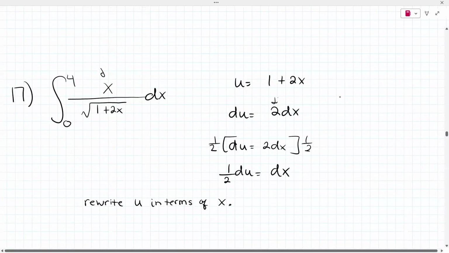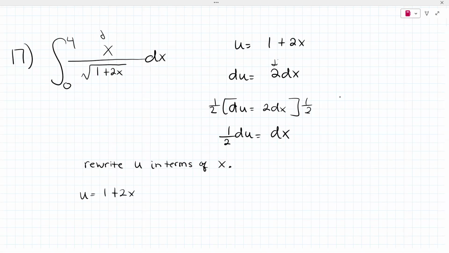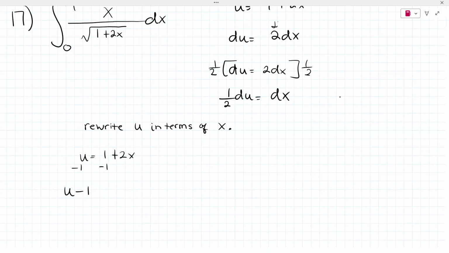So what is our u? It's 1 plus 2x. We said that u equals 1 plus 2x. Then I'm going to solve for x. First, subtract 1 from both sides, and you get u minus 1 equals 2x. Then divide this by 2, and you get x equals (u minus 1) over 2.